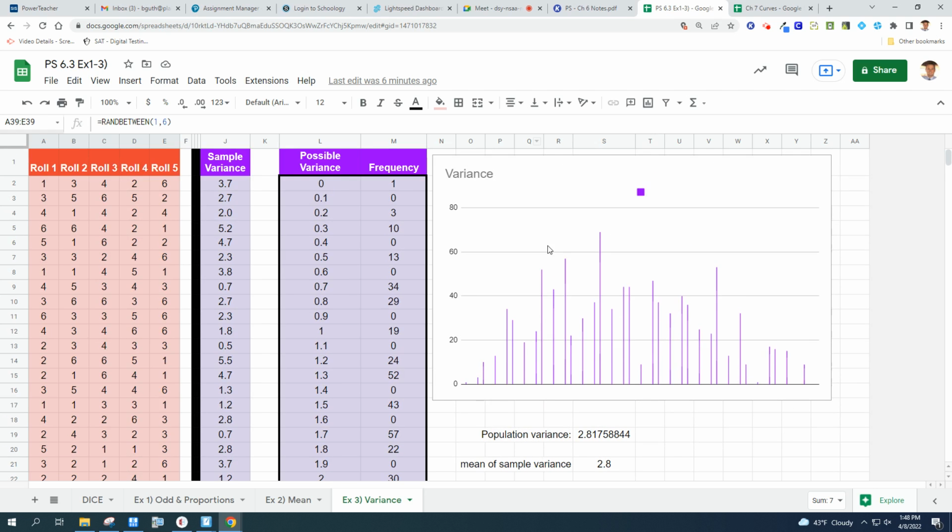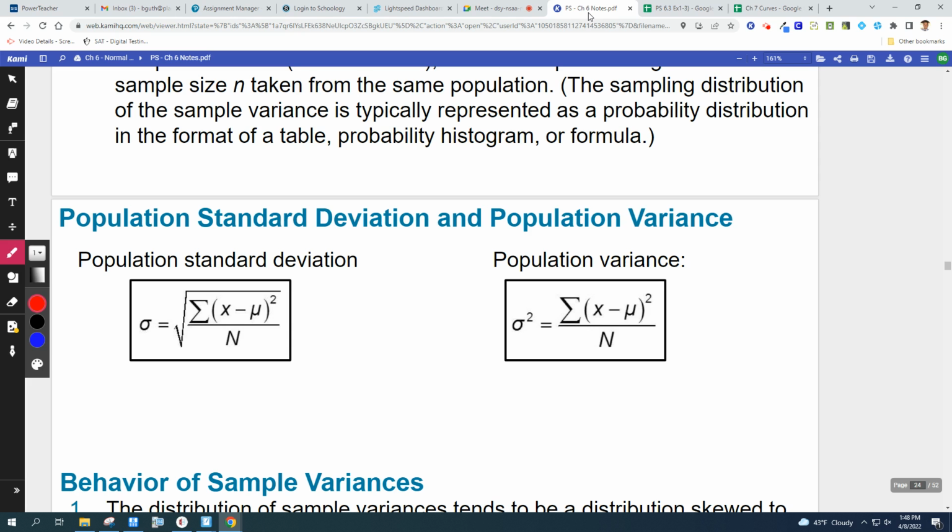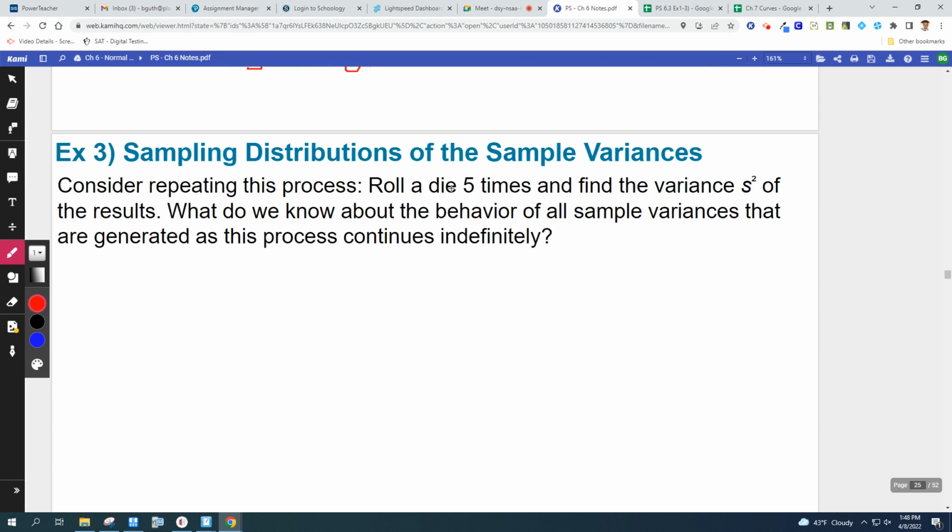But we know it's going to be skewed. So this question said, what do we know about the behavior of the sample variances? We know it's going to be skewed right. So let's just draw one that's skewed right.